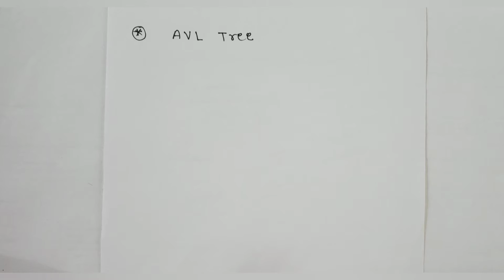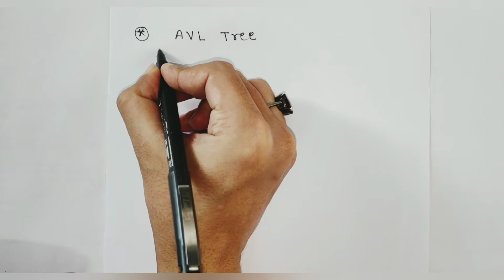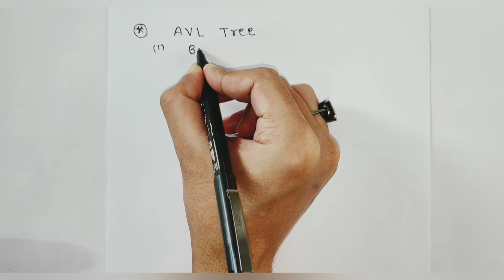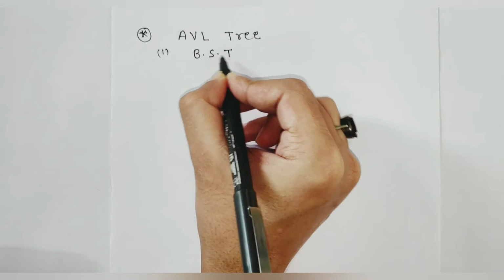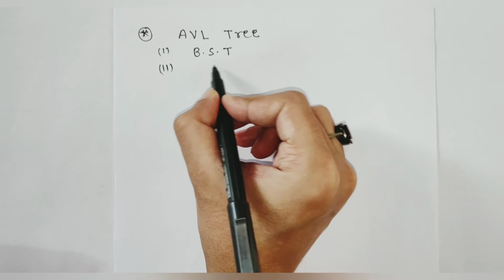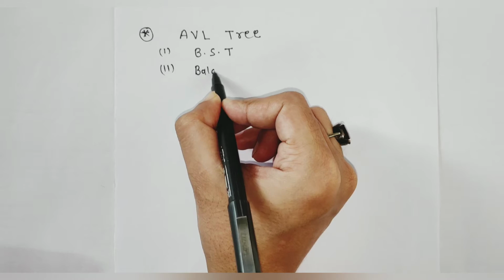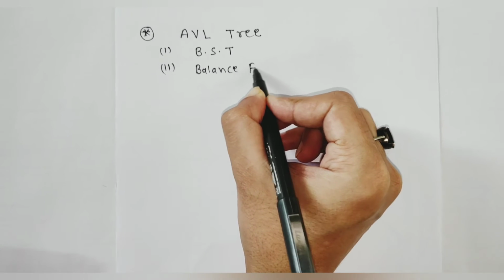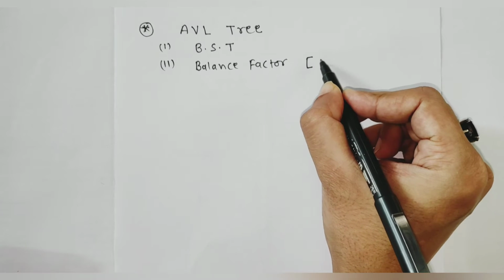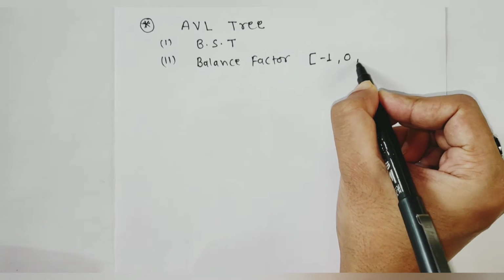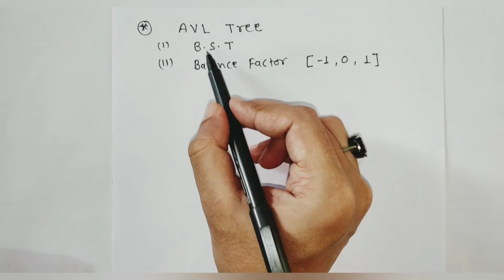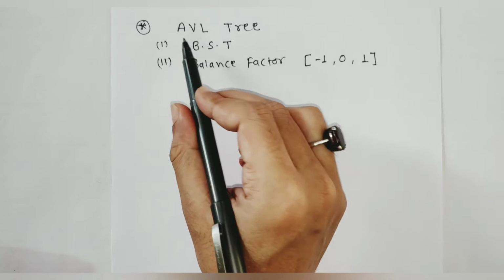Now let's see AVL tree. So there are two properties. First one, it should be a binary search tree, BST. And the second restriction is the balance factor should be in the range of -1, 0 or 1. If any tree satisfies both of these properties, then we can call that tree an AVL tree.